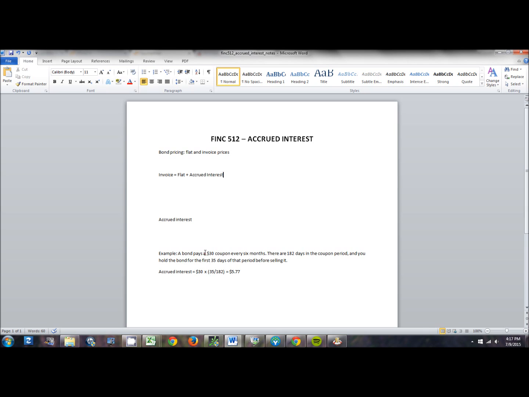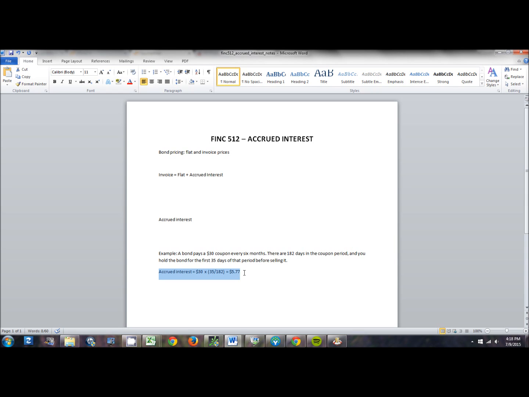A bond pays a $30 coupon every 6 months. There are 182 days in the coupon period, so approximately half of the year. You hold the bond for the first 35 days of that period before selling it. That means that you are the rightful owner of that bond for 35 of those 182 days, so you should receive that fraction of the next coupon payment. And that's exactly what you see down here with accrued interest. Accrued interest is simply the coupon payment multiplied by the fraction of time that you owned that bond during that coupon period. And this comes out to $5.77.